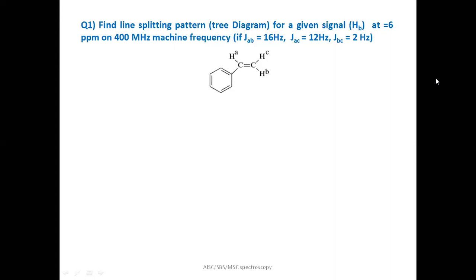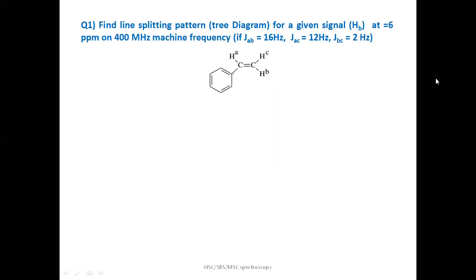So HB is coupling with HA by 16 hertz, and HB is coupling with HC by 2 hertz. That means there are two adjacent protons, but these two protons have different coupling constants, or they are in different environments. As I expected, with two adjacent protons it would give 3 lines, but that is not possible for HB. It gives the signal doublet of doublet, a doublet for A and a doublet for C. So your splitting will be doublet of doublet, DD, and you get 4 lines.